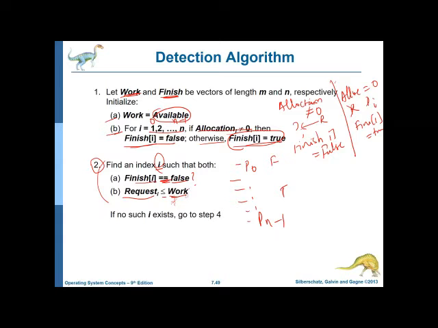So that is why you have to find this index I where both the conditions are satisfied. Remember that both the conditions have to be satisfied, this and this. Now we scan through every index, p0 to pn minus 1, that is pi. We find the first pi where finish is false and where request is less than equal to work. Steps 2 and 3 are in a loop, right? So suppose that you come to a situation where there exists no such I.